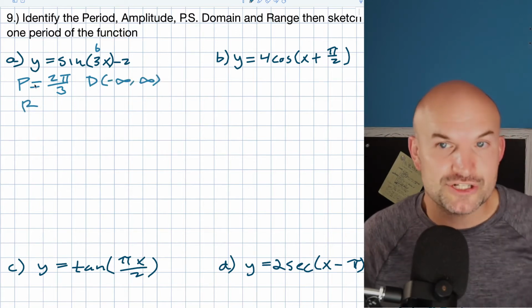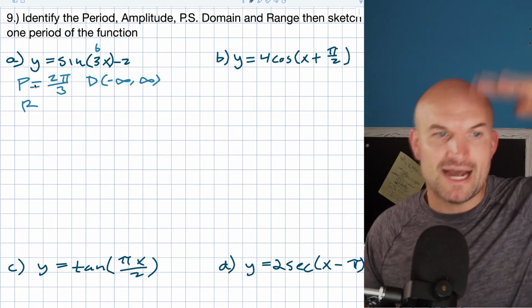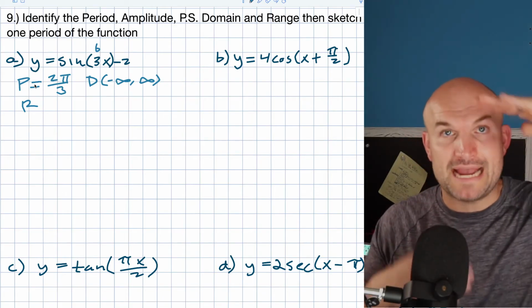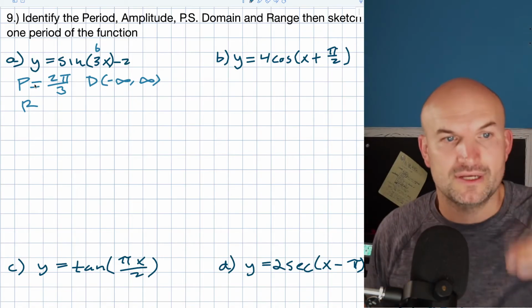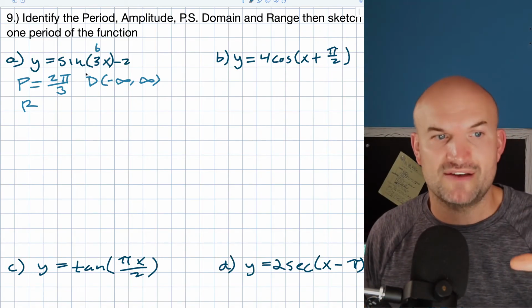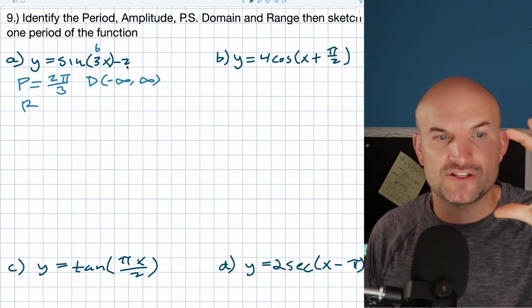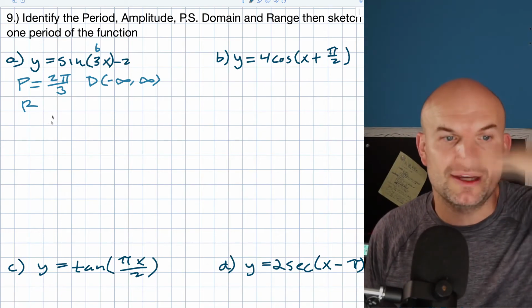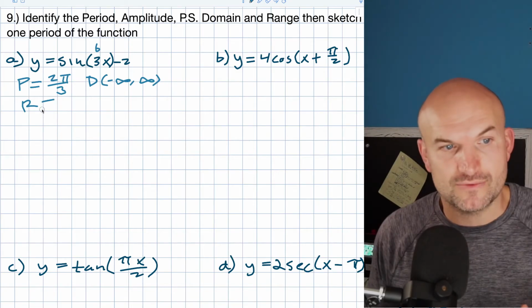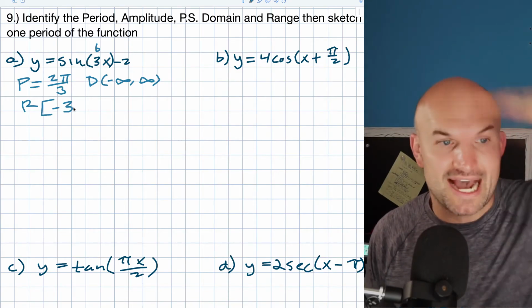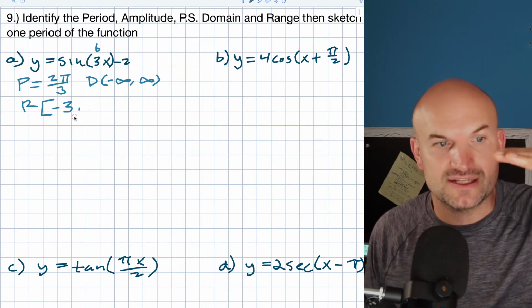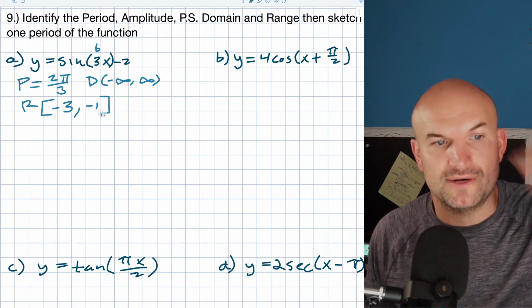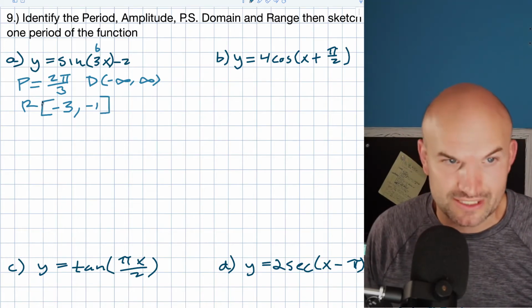Now my range is how high and low the graph goes. Again, that includes the amplitude as well as any shifts up or down. The typical sine graph goes from -1 to 1. But now this graph is being shifted down 2 units, right? So instead of going as low as -1, it's now going down 2 more units, to -3. And if the highest point was at 1 but went down 2 units, now it only goes to -1. So my range is from -3 to -1.